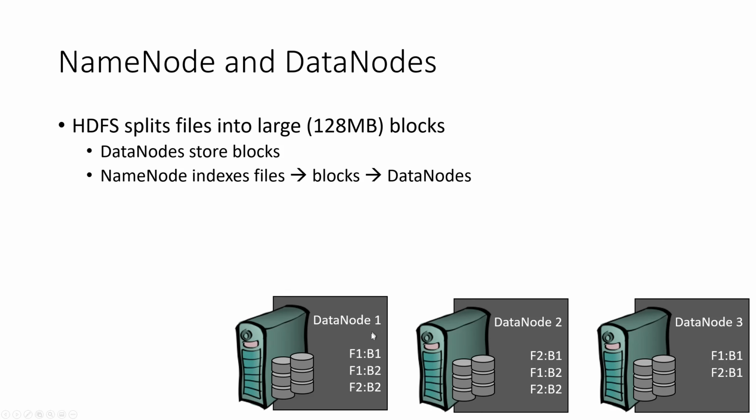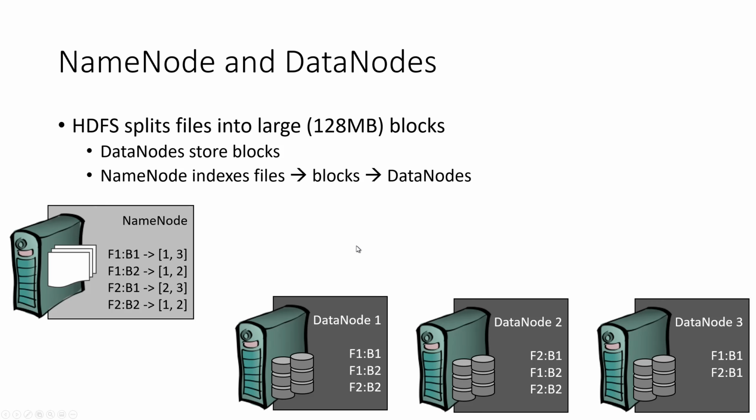Data node 1 is storing blocks B1 and B2 from file 1, and it's also storing block 2 from file 2. Data node 2 is storing block 1 and block 2 from file 2 and block 2 from file 1. And data node 3 is storing blocks 1 for files 1 and 2. So we see that the blocks are replicated. For example, file 1 block 1 is stored in data node 1 and in data node 3. And we'll see why this is in a bit.